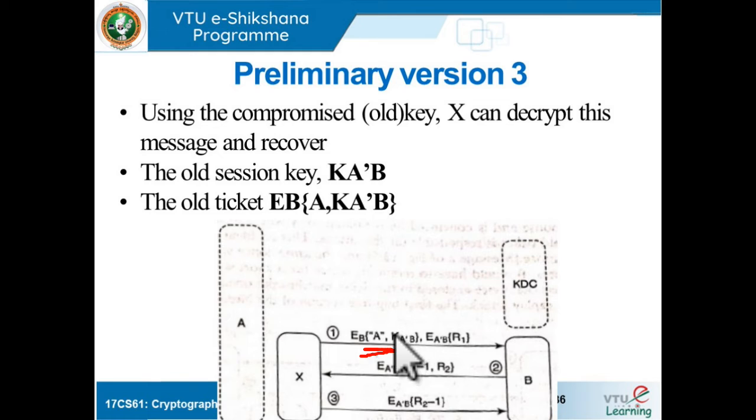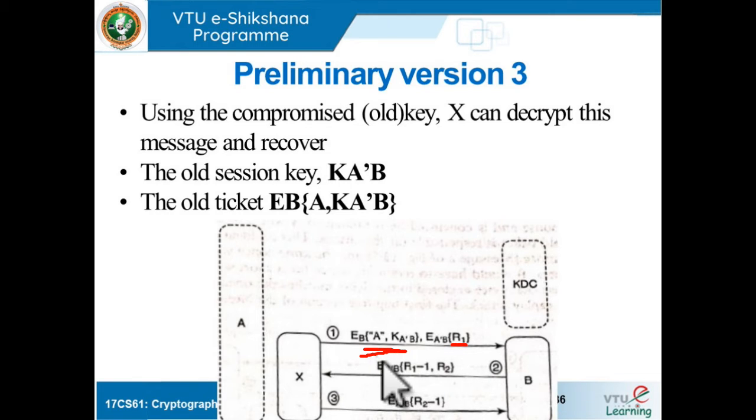Now let's look at this particular protocol, that is preliminary version 1, with this particular diagram. Over here we will just have a recap of whatever we have discussed. In message 1, A is sending a message to the key distribution center saying that it wants to communicate with B. What is the KDC doing in response? KDC is enclosing a ticket to B. This part is called the ticket to B.